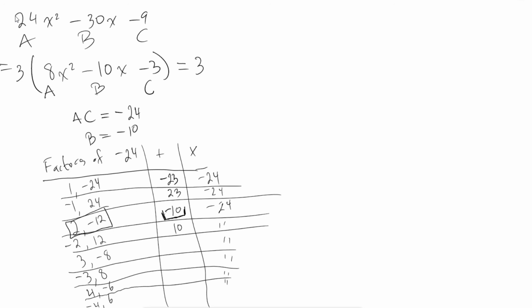times 8x squared, minus, or sorry, plus, I'm going to write it this way, plus 2 minus 12, times 2 plus negative 12, times x minus 3, which is going to be the same as 3 times 8x squared plus 2x minus 12x minus 3.